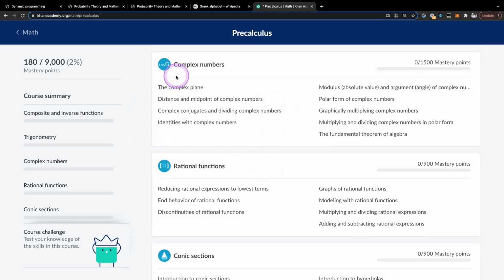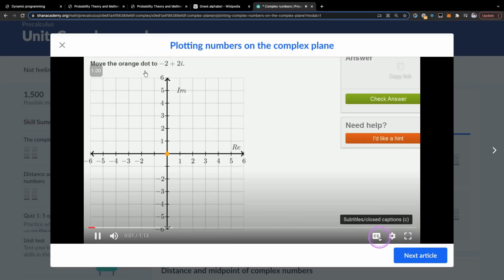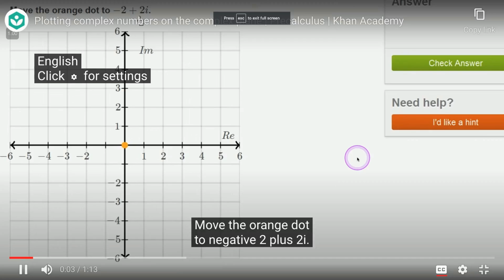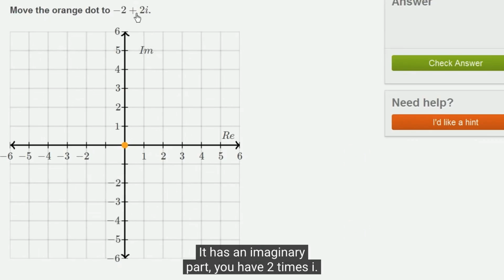Today we're going to know the section complex numbers. I guess you already know what the complex number is, but we're still going to explore this topic for a little bit. Move the orange dot to -2 plus 2i. So we have a complex number here. It has a real part, -2, and an imaginary part: you have 2 times i.